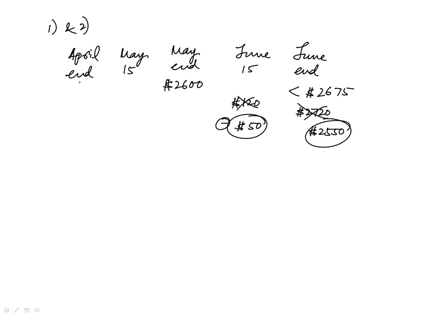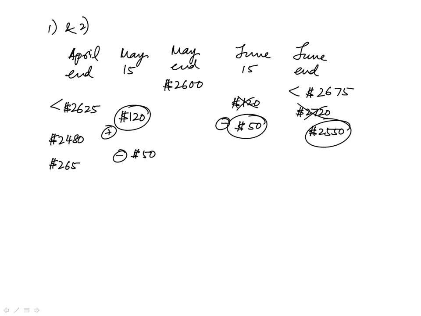And likewise, we know that the balance at the end of April was less than 2625. And again, we have two options here, whether there was a deposit of 120. If there was a deposit of 120, then the balance at the end of April would be 2480. But if there was a withdrawal of $50, this balance would have to be 2650. And that's not possible because the constraint is it has to be less than 2625. So there was a deposit that day.